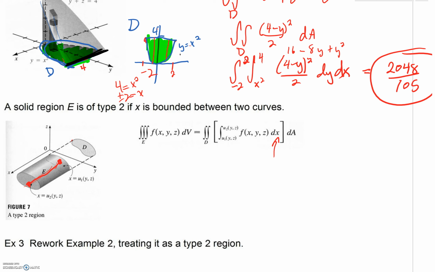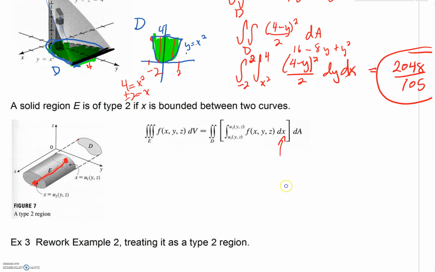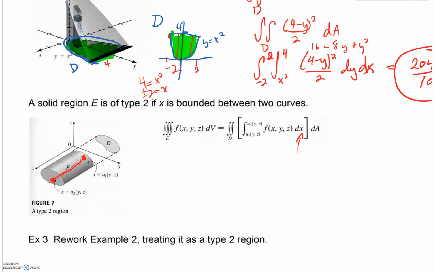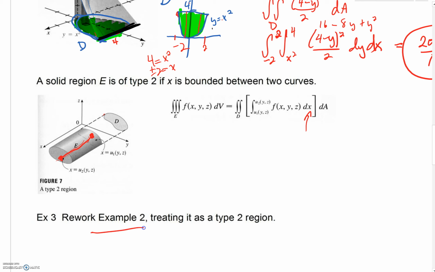Multivariable calculus, we are back in section 15.7, our first day, picking back up with a solid region of type 2 where the boundaries are with x bounded between two curves. And that means that the domain that we have a double integral over will be over the y-z axes. So rework example 2, but this time get this problem as a type 2 region.